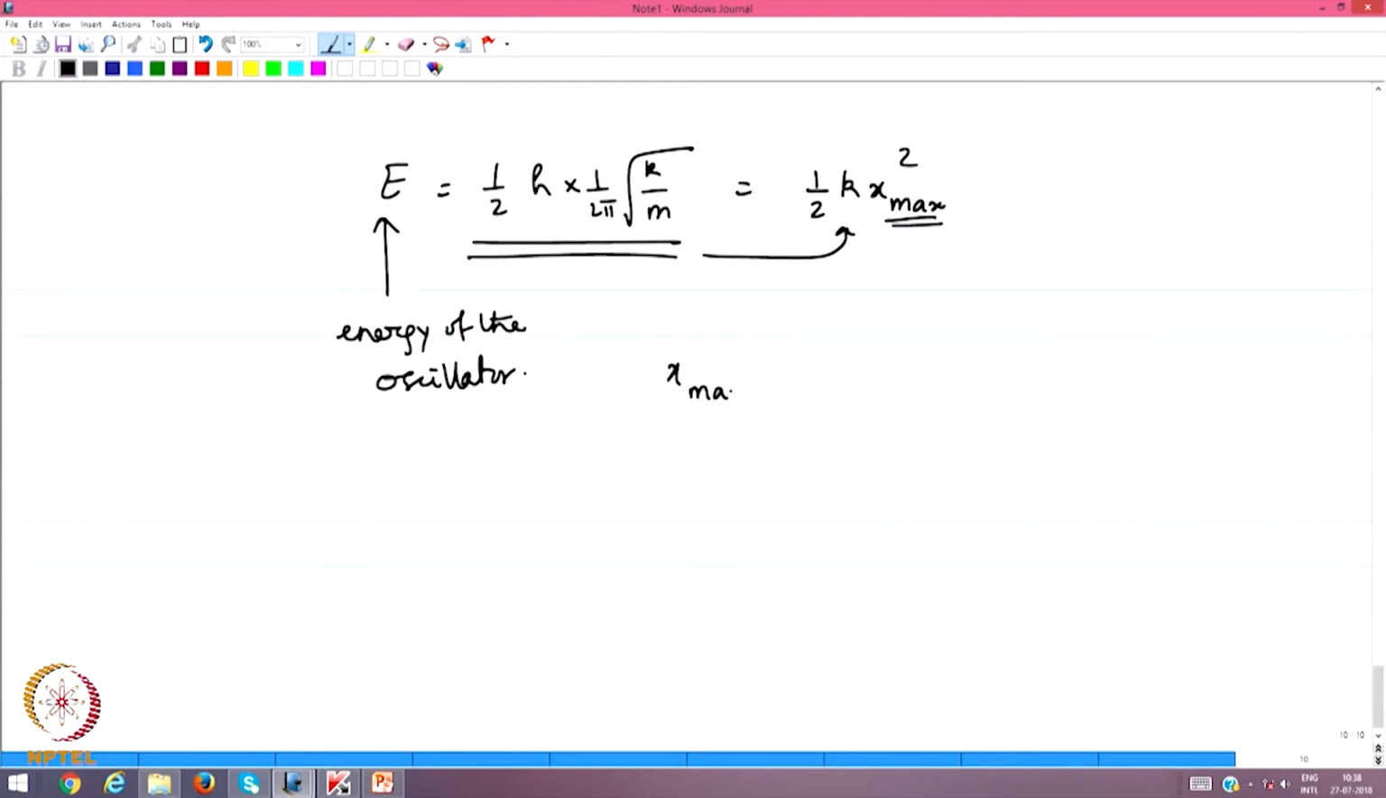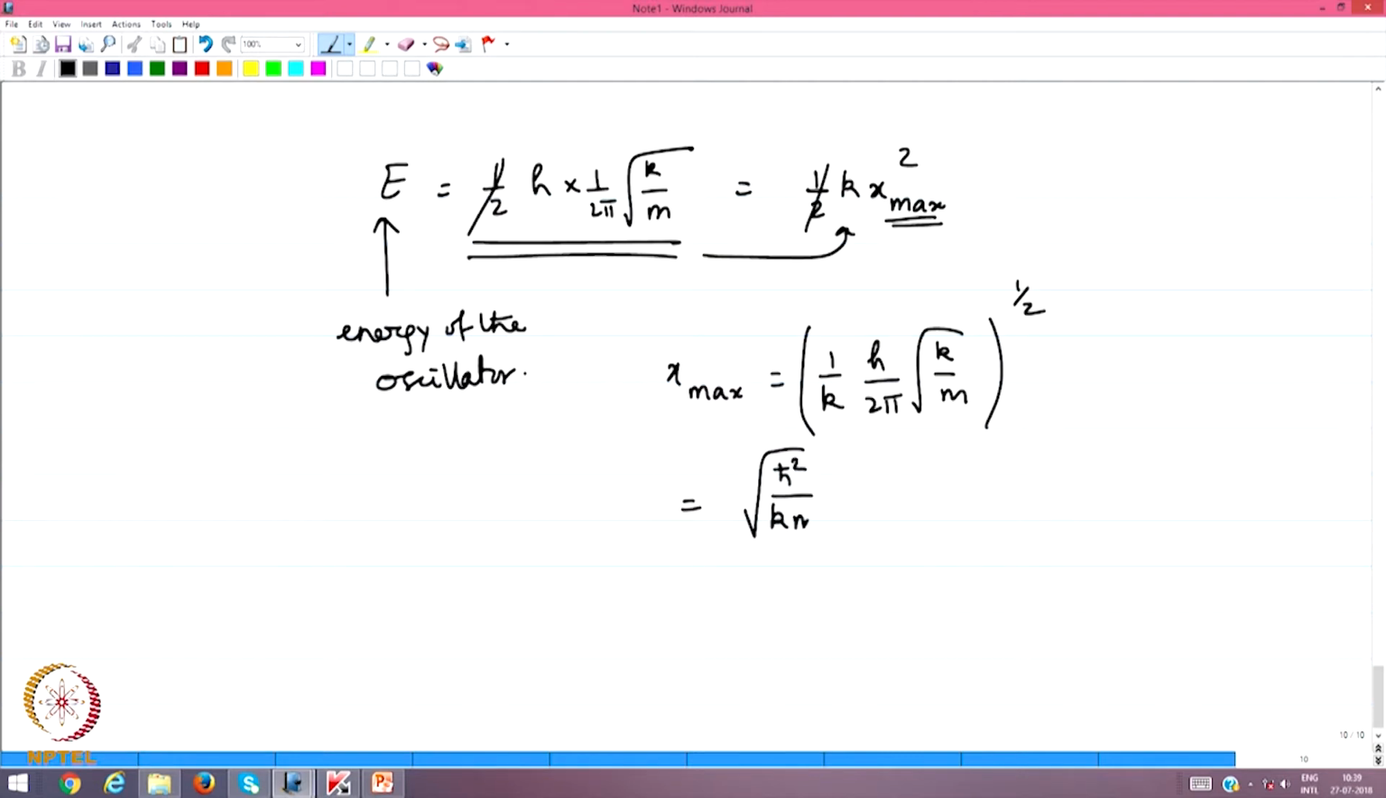What's the x max value, then? The half goes away, so you have h by 2 pi square root of k by m into 1 by k, and the whole thing to the square root. If we simplify this, this is h bar square by k m. What is this? This is nothing but 1 by alpha.